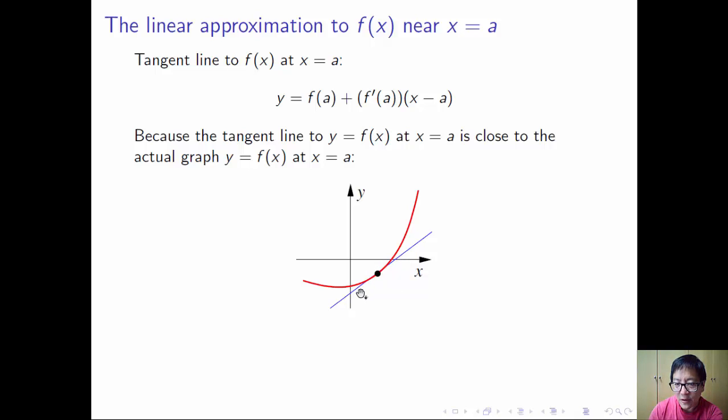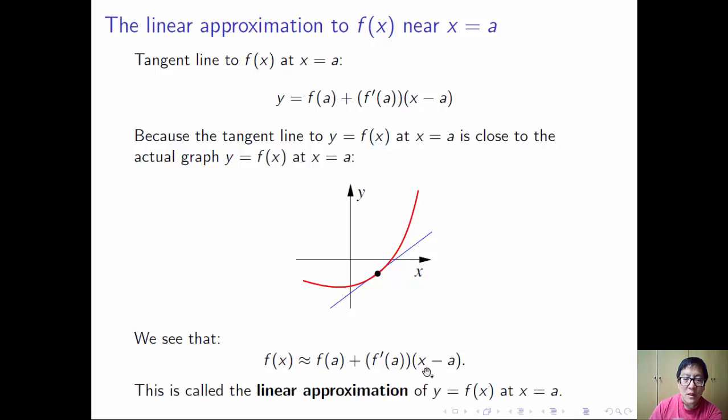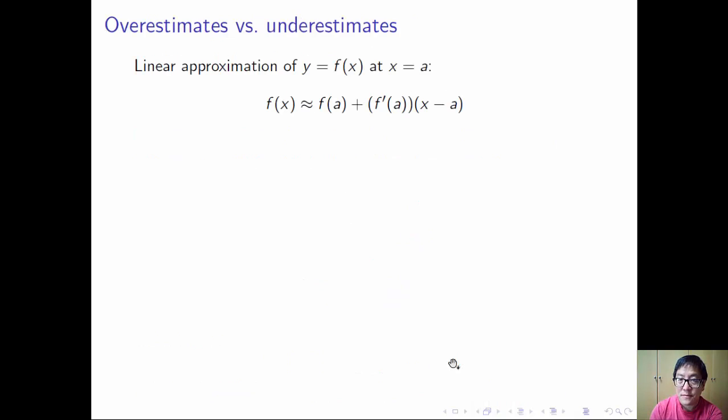the tangent line is very close to the actual graph, and so their y values are very close, which means that the y value of the actual curve, f of x, is approximately equal to the y value of the tangent line, f of a plus f prime of a times x minus a. So this approximate equation is called the linear approximation of y equals f of x at x equals a. And there it is again.